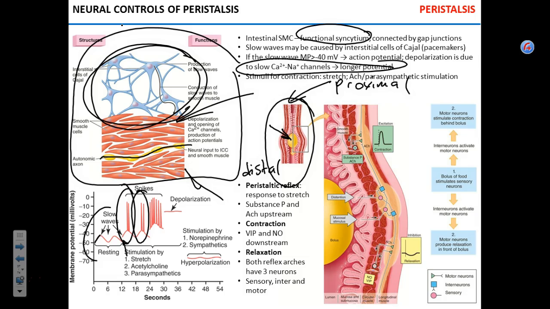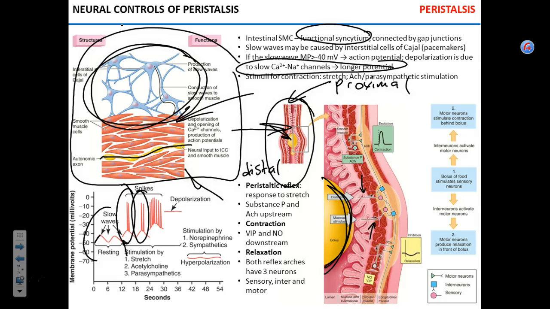Before we move on, does that make sense? You try to close it behind the bolus, to not let it go backwards. Does that make sense? So this is your bolus. It stretches the intestine. That stretch, together with chemoreceptors, will be sensed. I don't know if you can see it. I can barely see it.